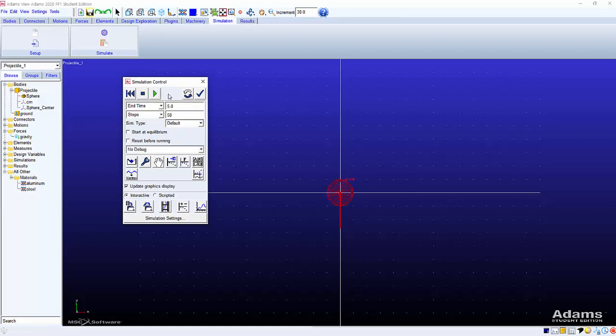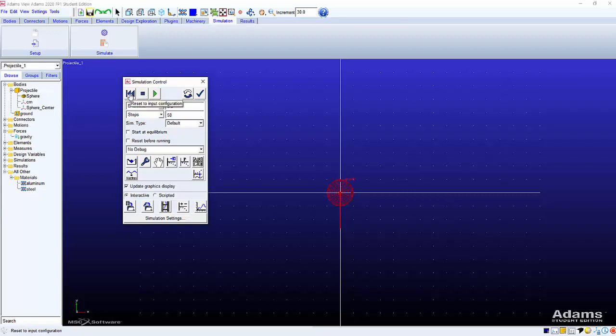See, when you move your cursor on top of the button, it will give you this tooltip, and also in the status bar right here, it tells you what the button is doing. So when we move our cursor here, it says start the simulation. And this one is to stop the simulation. If the simulation is running and you see things are not going correctly, or the simulation is taking too much time, you can stop the simulation.